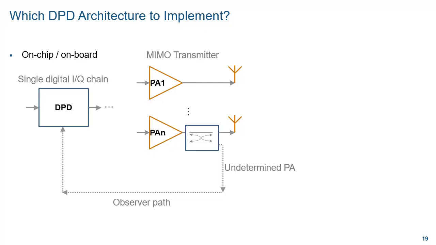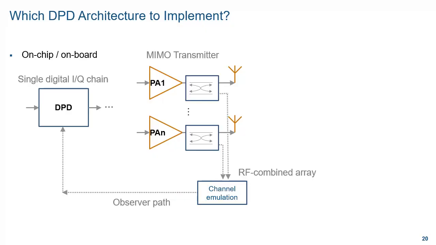Another option, more complex, is to combine all the outputs of the power amplifiers of the MIMO transmitter with the channel emulation block that provides the information to the observer path for the digital predistortion algorithm. Alternatively, we could think of a structure that is time shared with a switch that toggles between the different outputs of the power amplifiers.